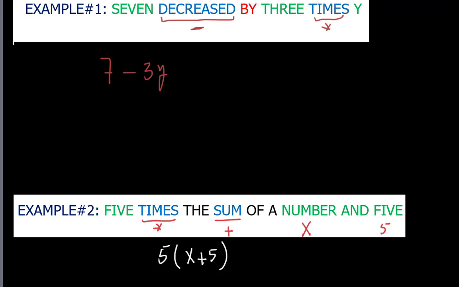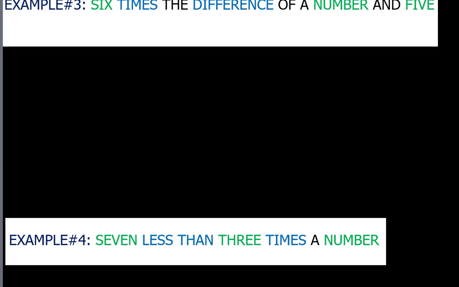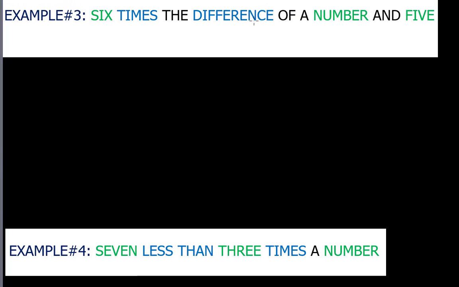Now let's look at our third example. Our third example involves a similar way with different operations. We see that we have a times, which will indicate a multiply. And we see the difference. The difference is a negative. Decrease and difference are the same. What is the difference? This number and 5. So we always have to use a variable to represent the unknown number. This time we will use k.